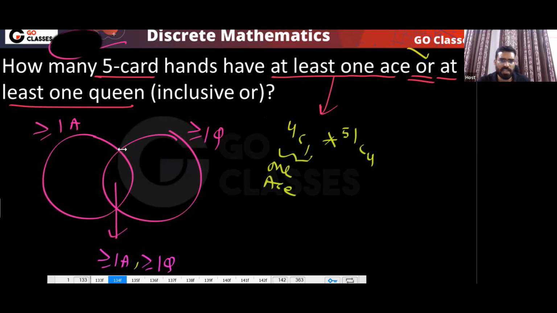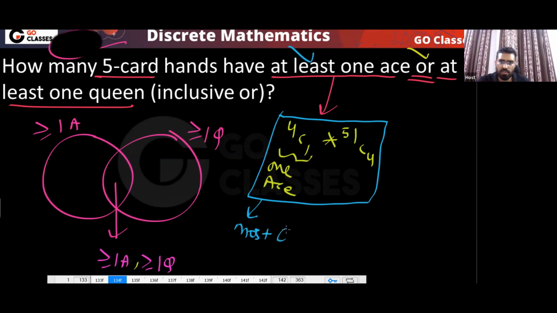Why is this not correct? Can anyone tell me? I am selecting one ace, at least one ace I want. Then I am selecting remaining four cards. Do you remember which mistake is this? On our Go Classes private group also, some students are making this mistake, right? And whenever someone is making this mistake, a lot of people reply most common mistake. So basically this is your most common mistake. I told you about this most common mistake.